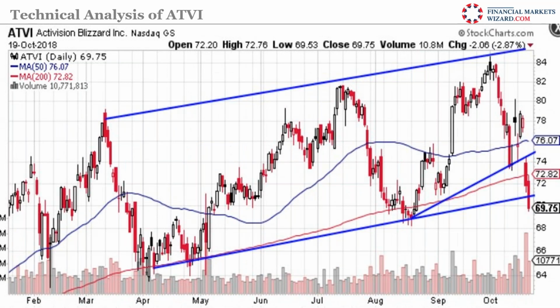Now ATVI. The gaming stocks were going down on Friday: ATVI, Electronic Arts, Take Two. These three big stocks. ATVI, I think, announced good earnings, but it collapsed. My belief is that when it broke the upward sloping trend line, it broke the support. When it broke the support, it means it can go down further. So what is stopping it from going down further? The trajectory is to the downside.